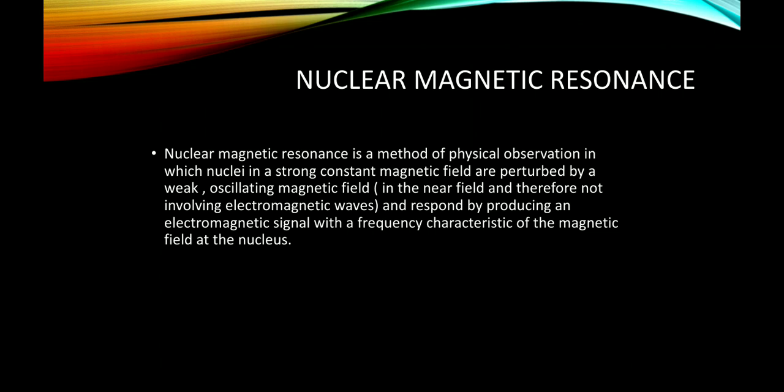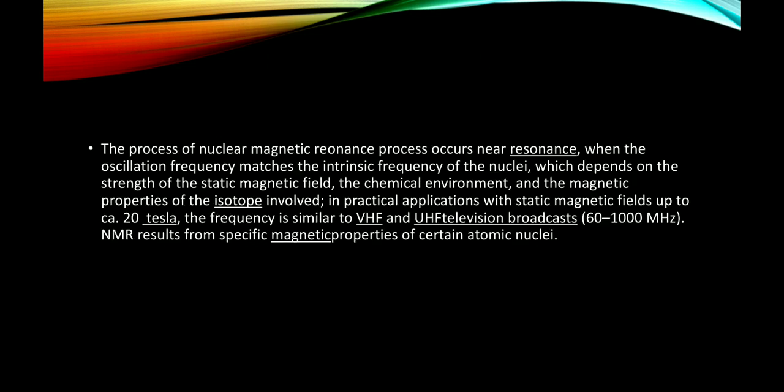Nuclear magnetic resonance. Actually, nuclear magnetic resonance is a method. This method is a physical observation in which nuclei in a strong constant magnetic field are perturbed by a weak oscillating magnetic field, which is in the near field and therefore not involving electromagnetic waves, and respond by producing an electromagnetic signal with a frequency characteristic of the magnetic field at the nucleus.